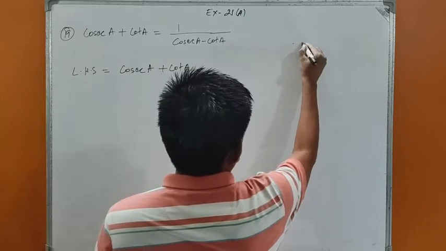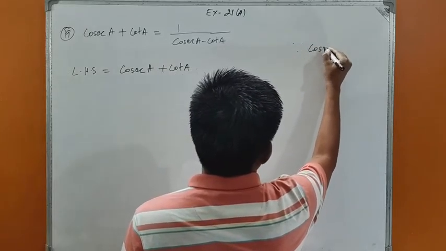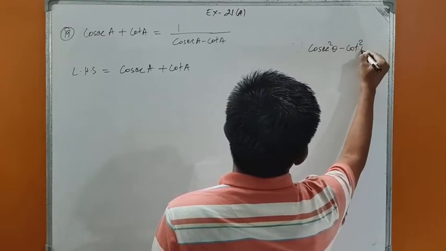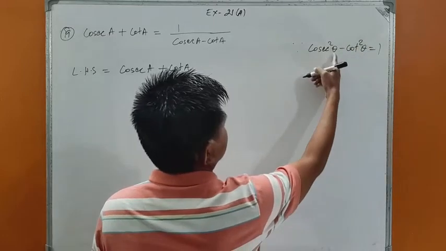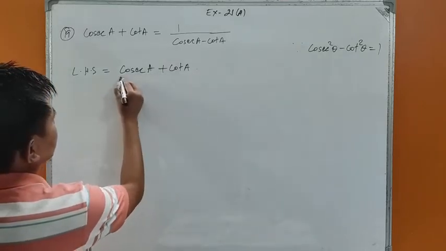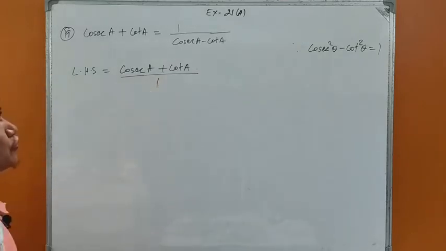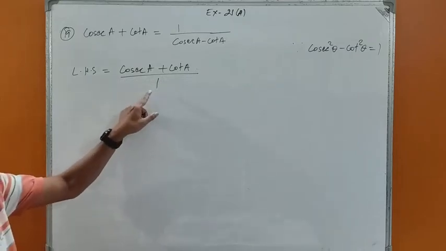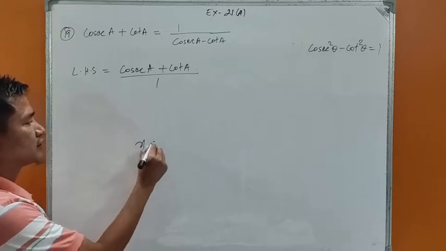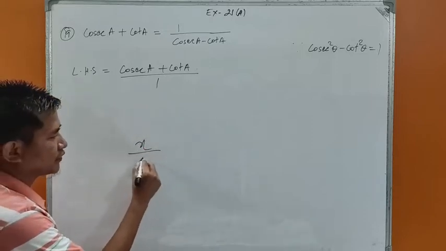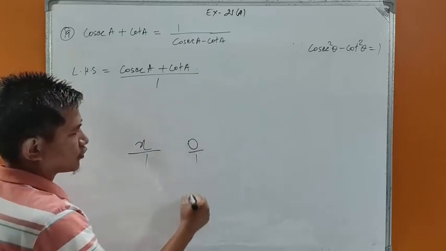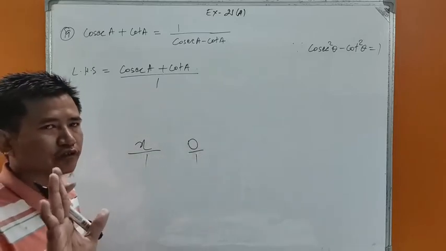Since we know the formula, cosec square theta minus cot square theta equals 1. So if we don't have any number in the denominator, it means there is always 1 in the denominator. Are you getting me? There is never 0 in the denominator. If I write x, that means we have 1 in the denominator. There is never 0 in the denominator.